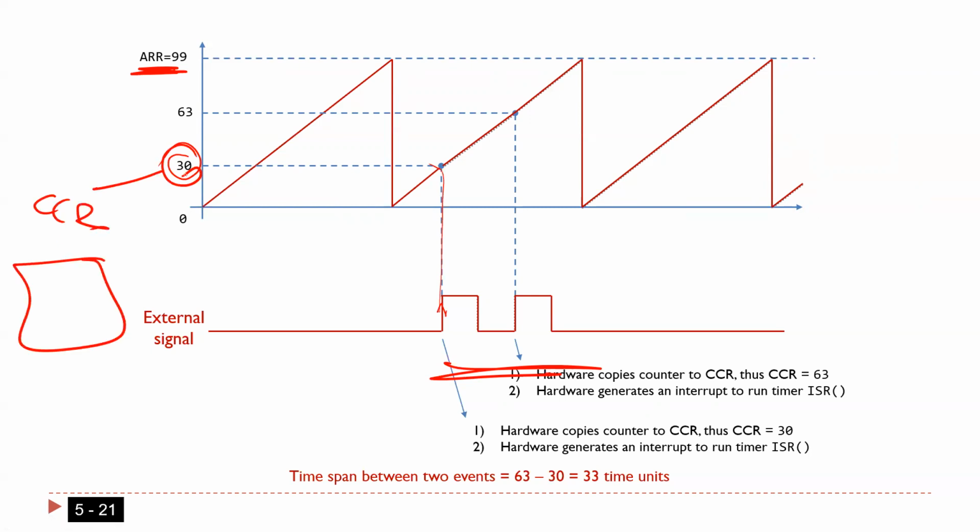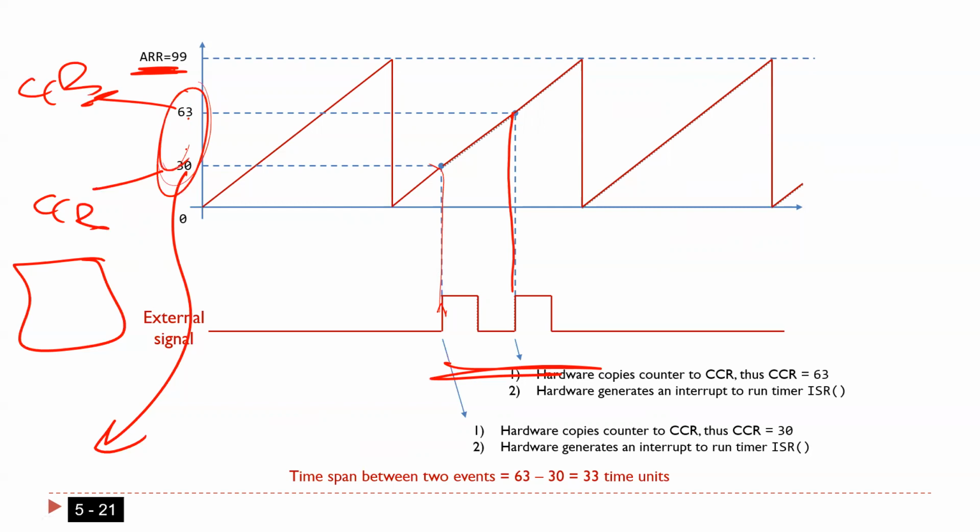In the interrupt, I have to take this one and store it somewhere. Otherwise, it's going to be overwritten. Okay. Another one came here at this moment, so another interrupt is going to happen here, and this number is stored in CCR. Once you have these two numbers, here the count was 30. Here the count was 63.